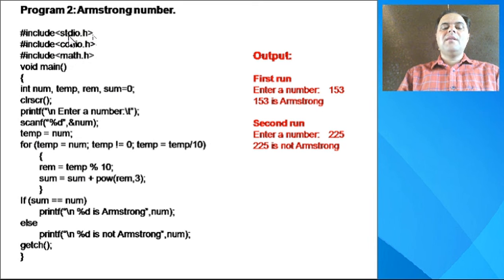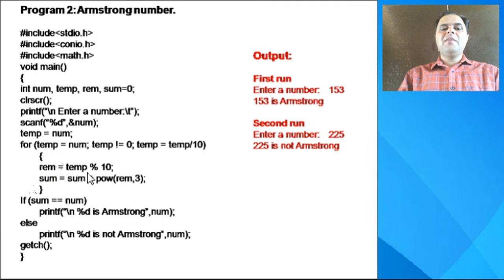So here I have included three header files: stdio.h, conio.h, and math.h. So int num, temp, remainder, sum, initialize sum with 0. Enter the number which we have to check whether it is Armstrong or not. For temp equal to num, temp not equal to 0, temp divided by 10. This is a for loop. This is initialization: I have initialized temp with num. Condition is, until temp is not equal to 0, do this. And temp equal to temp divided by 10. So this is the update.